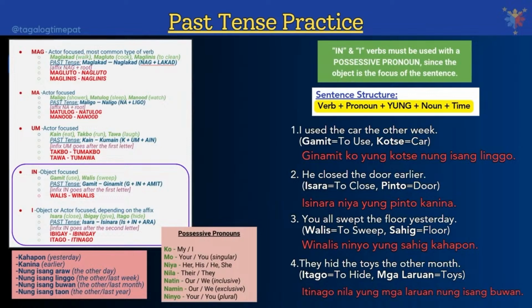Itinago nila yung mga laruan nung isang buwan. They hid the toys the other month.